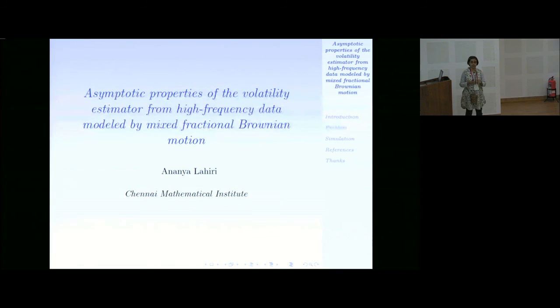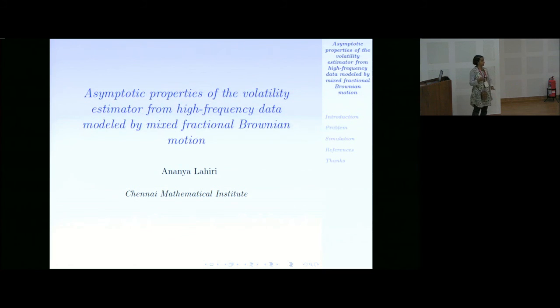First, what is mixed fractional Brownian motion. Then we are going to say what is high frequency data. Then we are going to see what is the volatility. Next thing is what is its estimator, and final step is what are its asymptotic properties. So you're going backwards. Yeah.